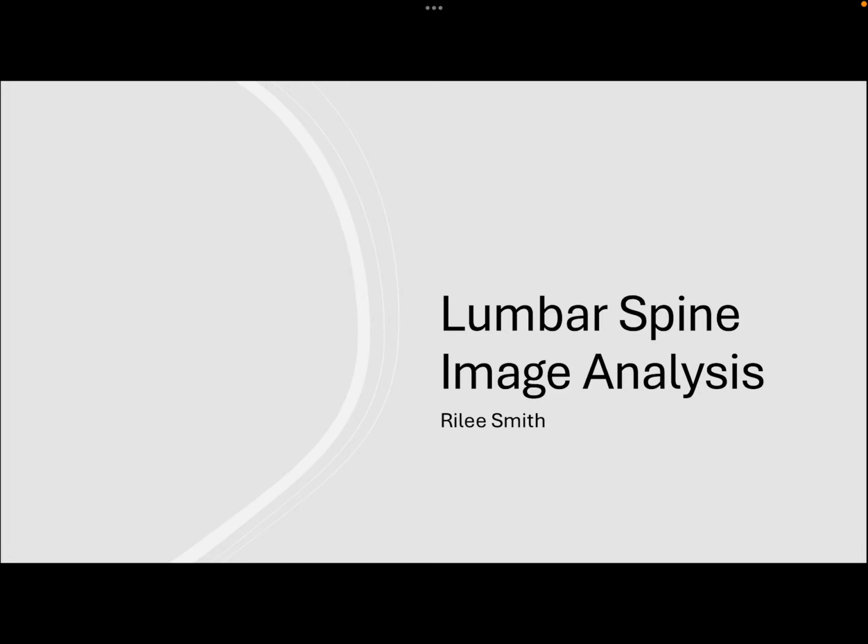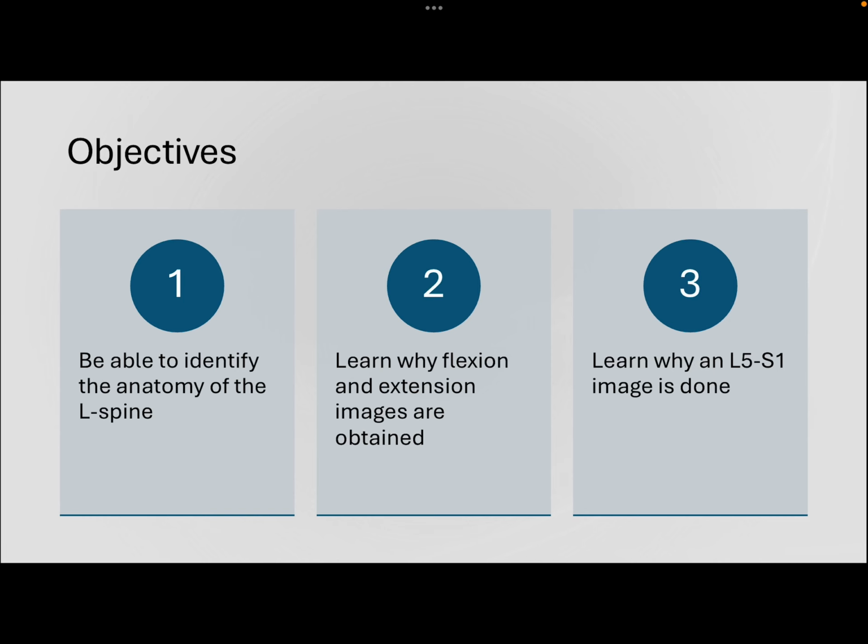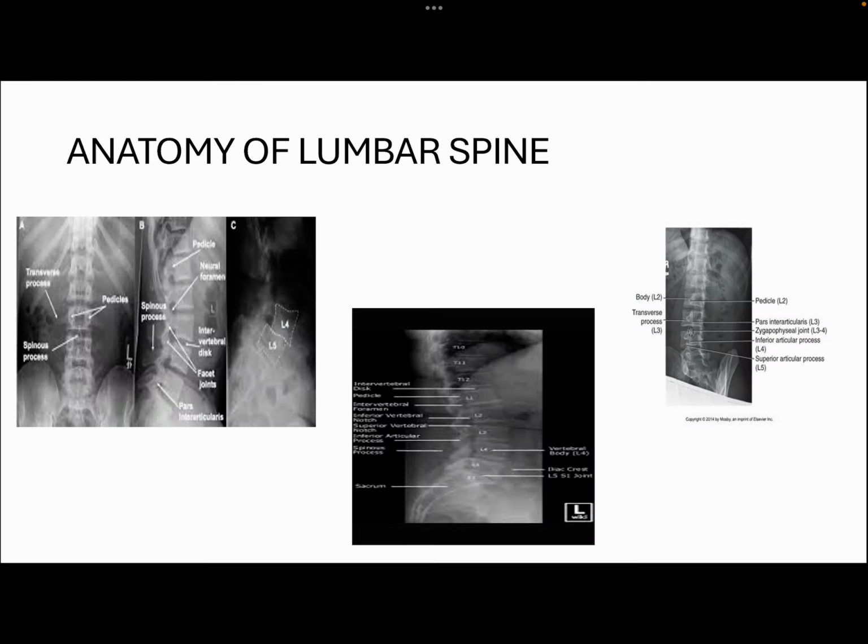Lumbar spine image analysis. The objectives are to be able to identify the anatomy of the L-spine, learn why flexion and extension images are obtained, and learn why the L5-S1 image is done. So here's the anatomy of the lumbar spine. You can see the transverse process, the pedicle, the spinous process, and then on the obliques you can see the pedicle, the Z joints, and the superior articular process.